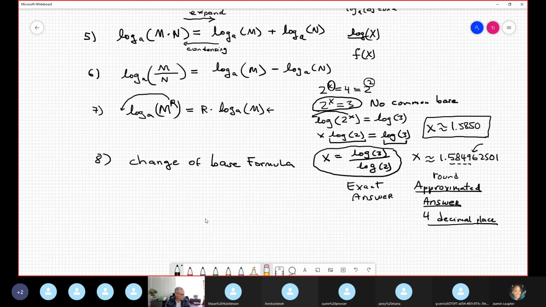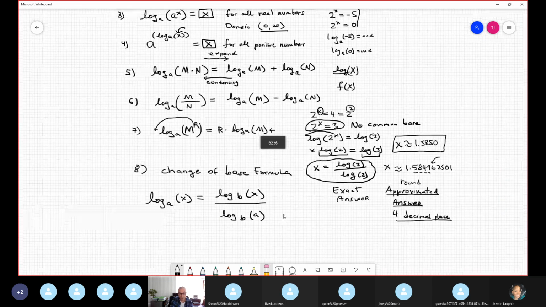Okay, let me copy. Yeah, I want to explain it there. Suppose log base a of x is equal to log base b of x divided by log base b of a. Okay, what is the idea behind this formula?